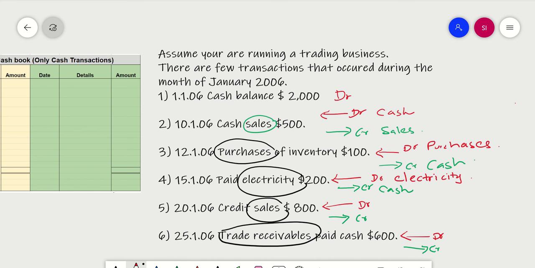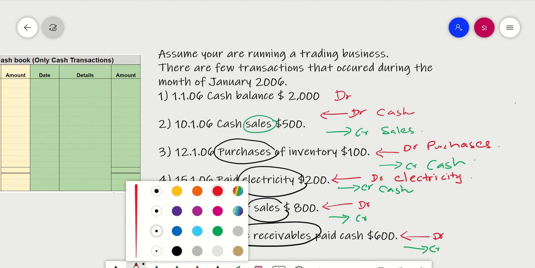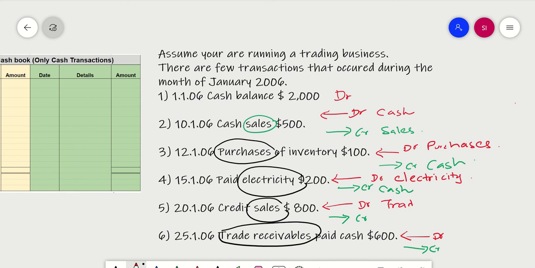Credit sales. Now here you sold on credit to your trade receivables. So you debit your trade receivables and you credit sales. And when you receive cash from your trade receivables, credit trade receivables and cash account debit.